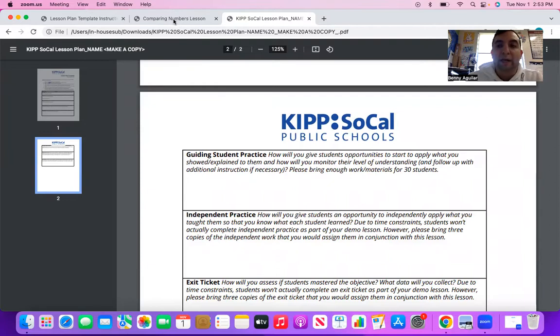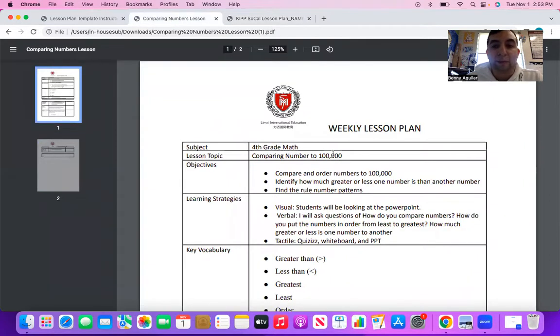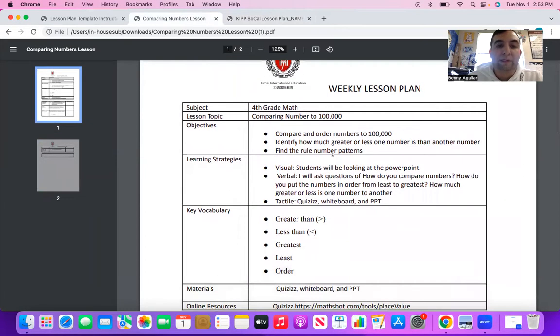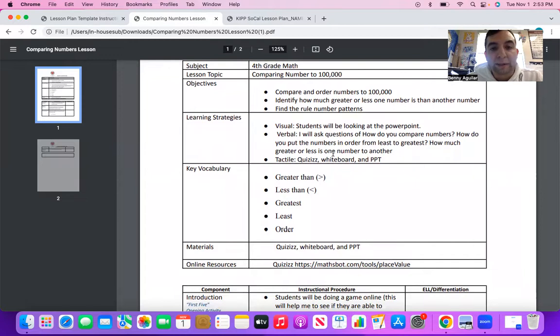Now, the other one that I have is actually from the private school that I used to work with, and it's a fourth grade one where you have the subject, the lesson topic, the objectives, learning strategy. So the one thing about this learning strategy is I break it down in three. You have visual, verbal, and tactile. One thing I love about this is tactile. I love doing hands-on activities.